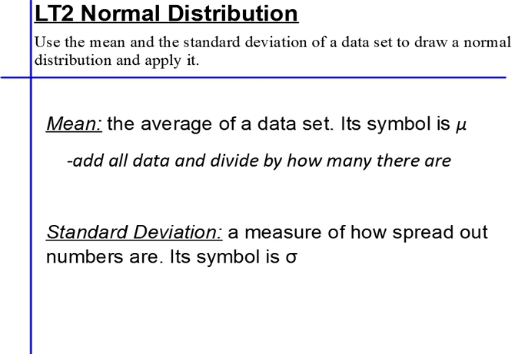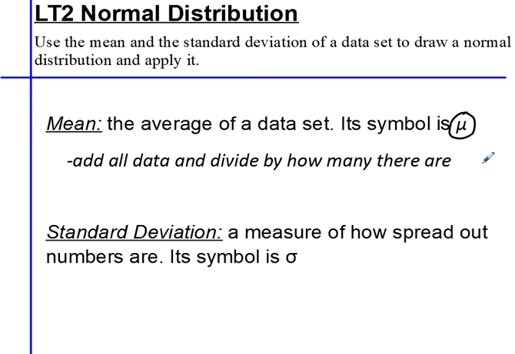The first one is something we've used in a previous learning target, the mean, which is the average of a data set. It has a symbol. The symbol is kind of like a U with a little extra tail to it. The way we find the mean is we add up all the data and divide by how many terms there are. We're not going to actually be doing this calculation during this lesson because most of the time the mean and the number is just going to be given to us.